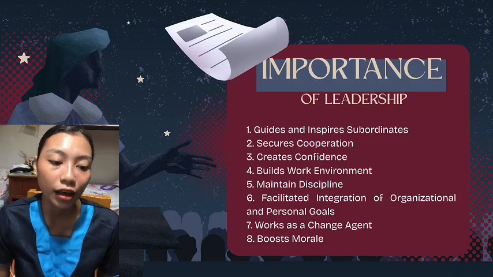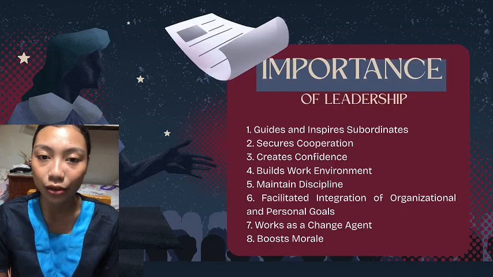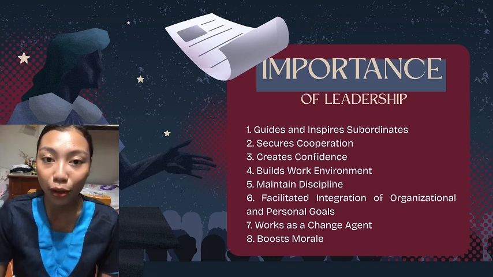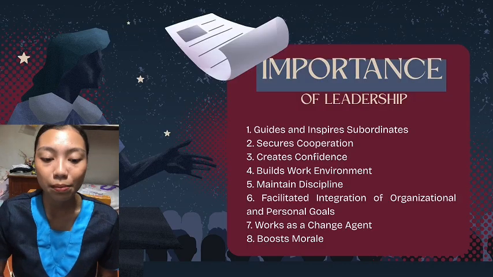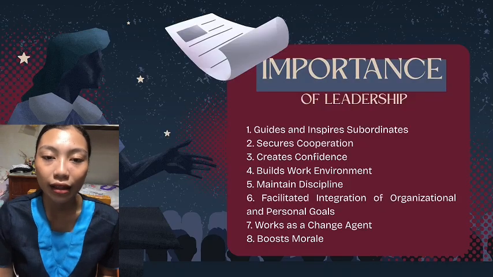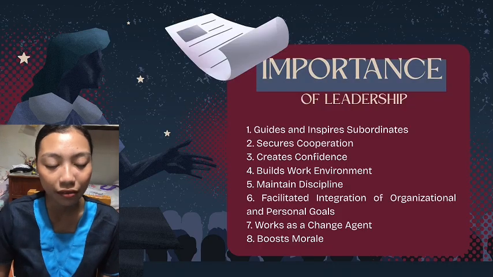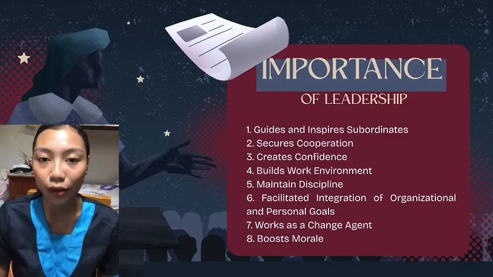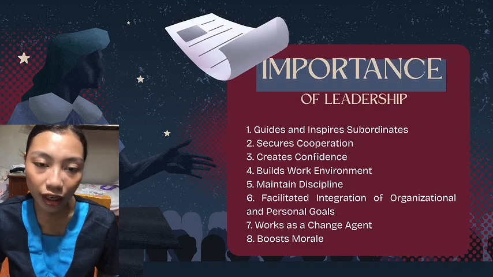The next importance of leadership is it facilitates integration of organizational and personal goals. Leadership helps align company objectives with individual growth, creating mutual benefit. In simple explanation, the company helps its subordinates, its employees, to have individual growth by aligning the special abilities of the employee to the company's objectives. For example, a hotel manager who supports staff training helps both the business and the employee succeed. The next importance of leadership is it works as a change agent.